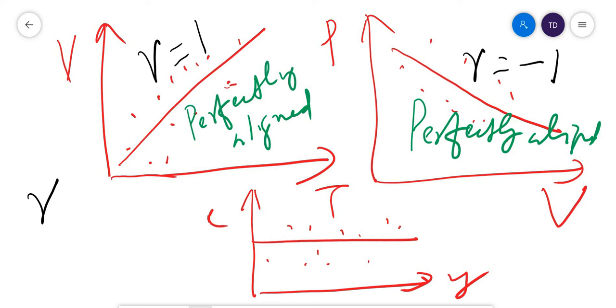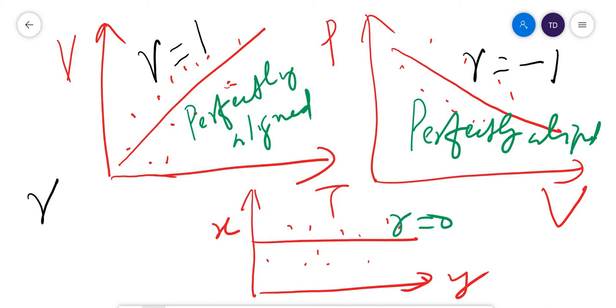If R is equal to 0, that means there is no relationship between the variables x and y. This is x, the variable we have taken as x. Here it is volume and temperature. Here it is pressure and volume. So for them, the correlation coefficient R is equal to -1.